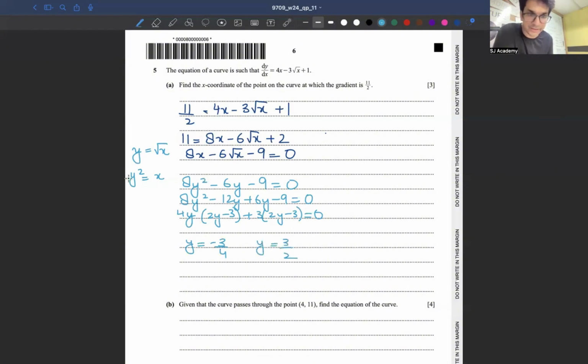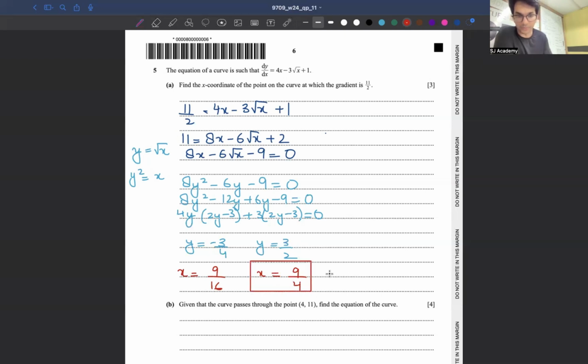Now we know that x equals y squared, as we have to find the values of x. So squaring the values of y, we get 9 by 16, and the second value of x will be 9 by 4. Now, if we substitute x equals 9 by 16 into this expression, that will not be equal to 11 upon 2. So the only possible answer for which the gradient is 11, the coordinate of x will be 9 by 4.